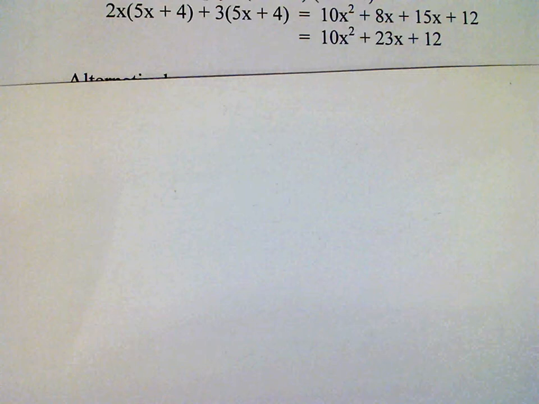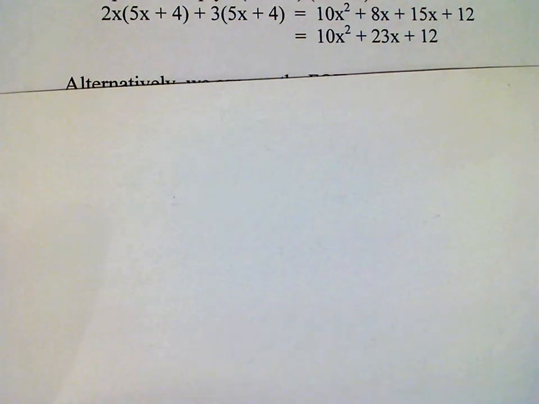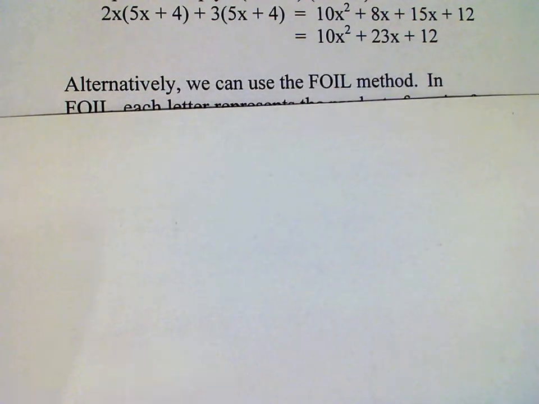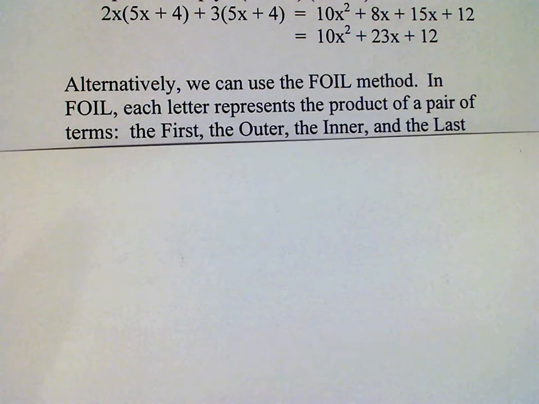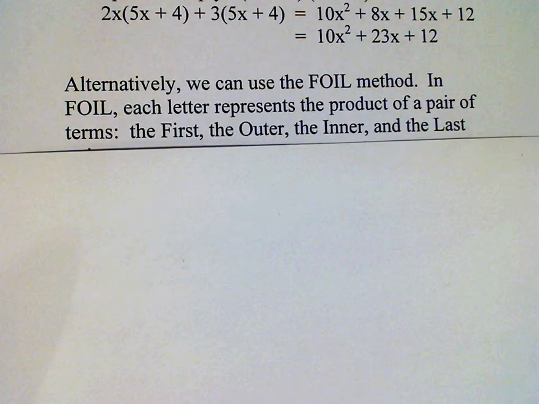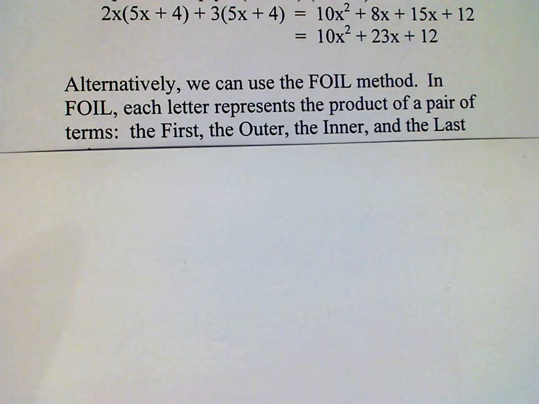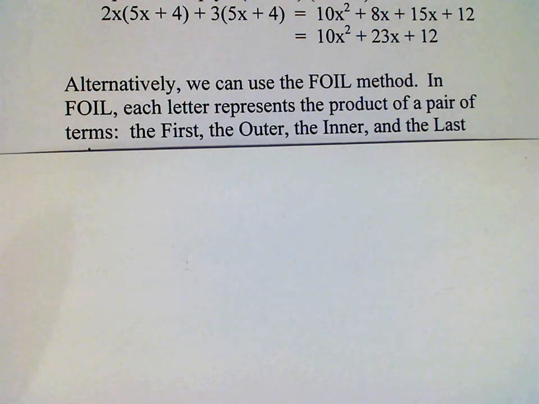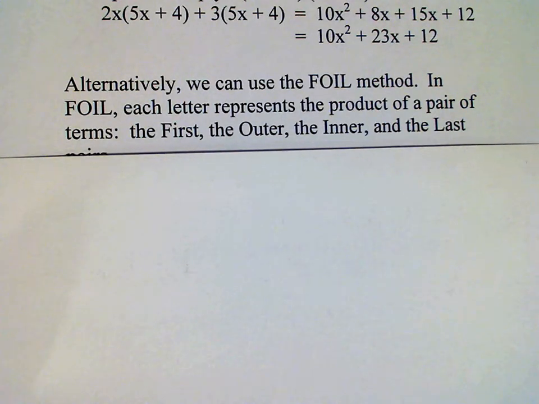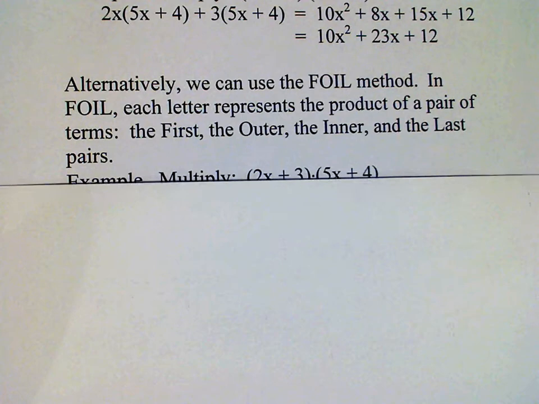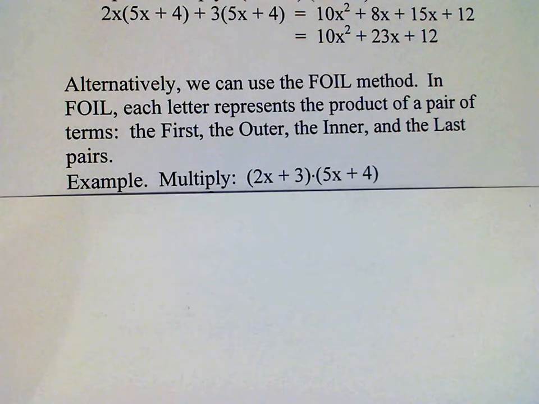Now there is another method for multiplying binomials, which you may be familiar with, and this is the so-called FOIL method. And in FOIL, each letter in this mnemonic represents the product of a pair of terms. We have the first pair, the outer pair, the inner pair, and the last pair. So let's do the same example, but this time use FOIL.